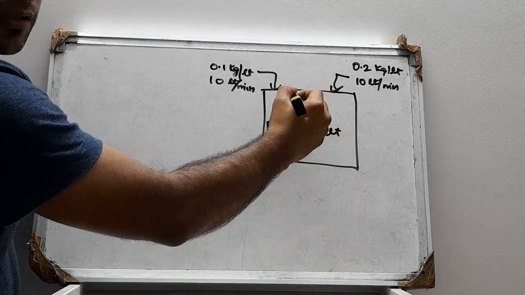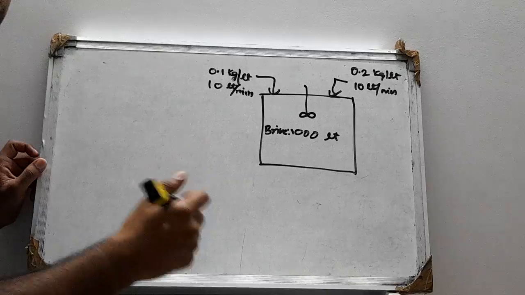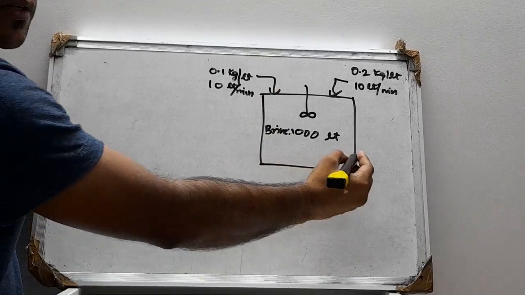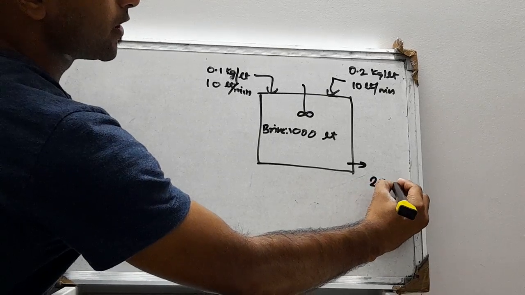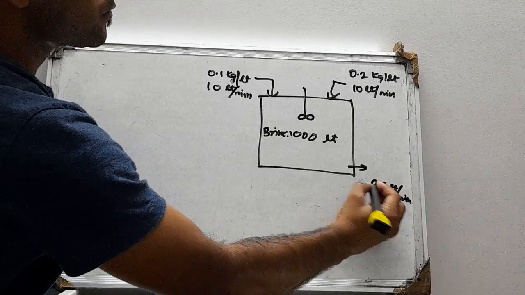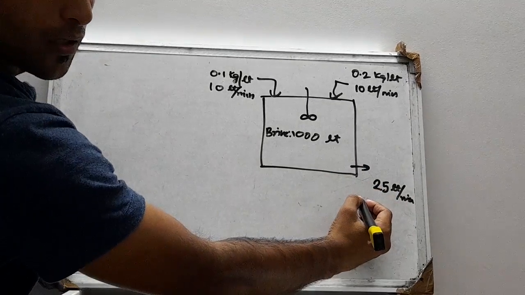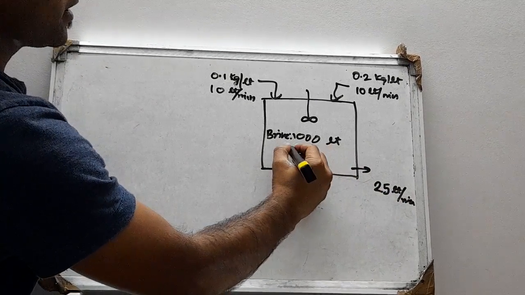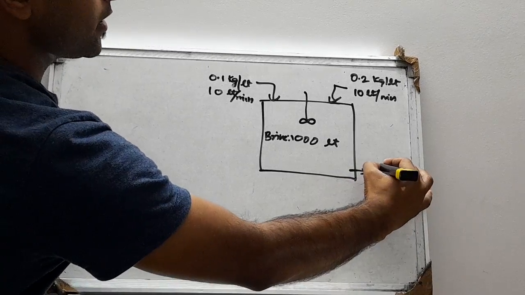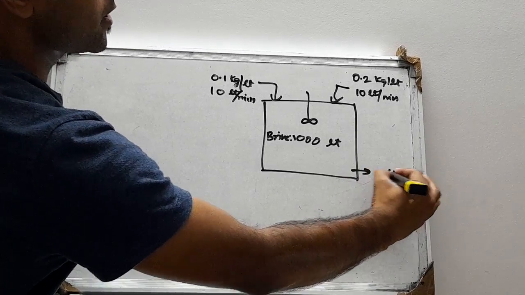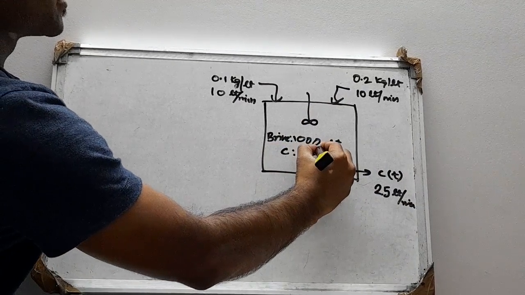And there is a stirrer in it to make this solution homogeneous, uniform, and it flows out at the rate of 25 liters per minute. The concentration is not given, but whatever it is here, that will be the same here. So let's say the concentration is C(t), that is, the concentration at time t. Here also the concentration at time t.